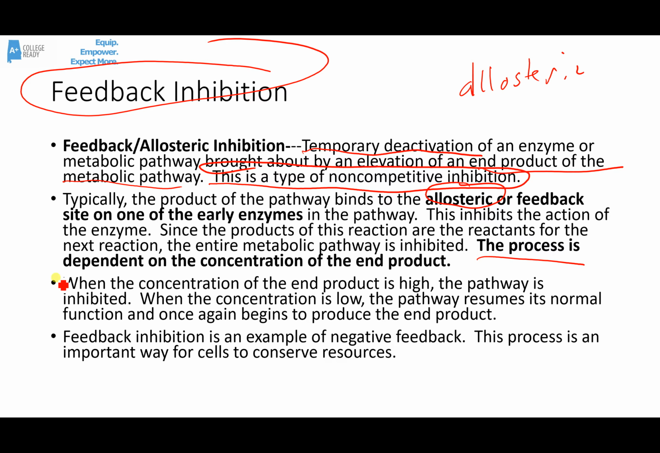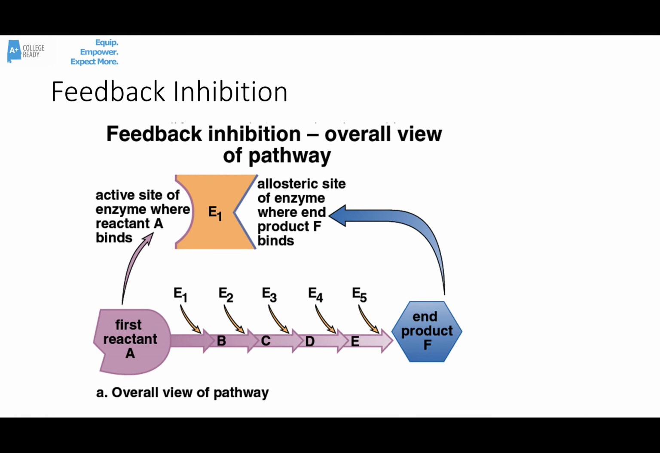The process is dependent on the concentration of the end product. When the concentration is high, the pathway is inhibited. When the concentration is low, the pathway resumes its normal work and begins to produce the end product. Feedback inhibition is essentially negative feedback. It's an important way for cells to conserve resources. So here we sort of see it diagrammed.